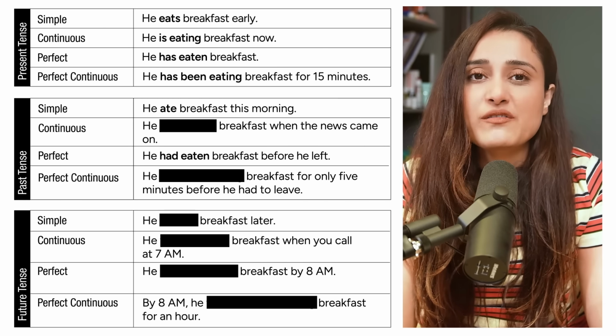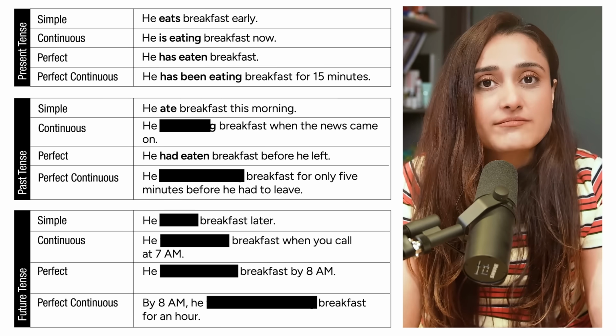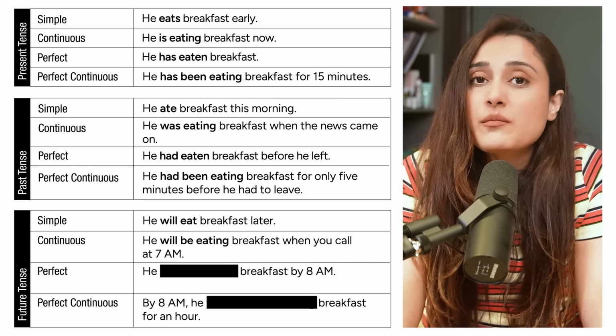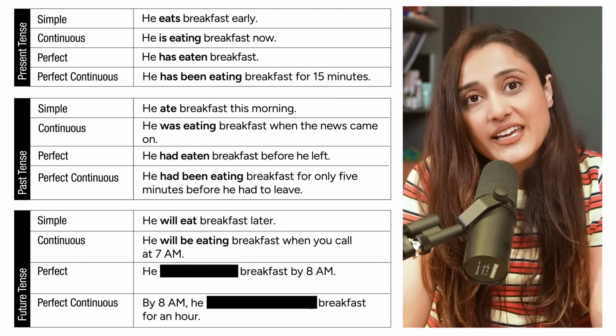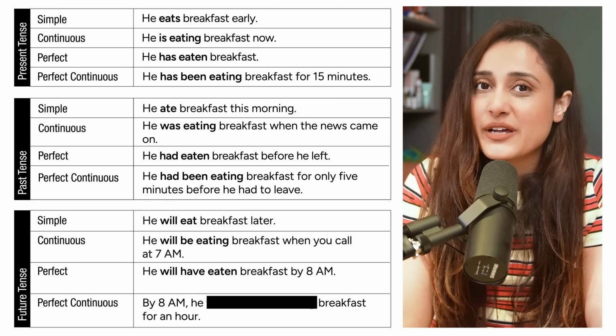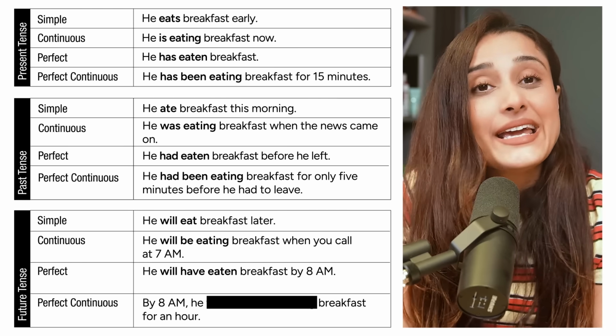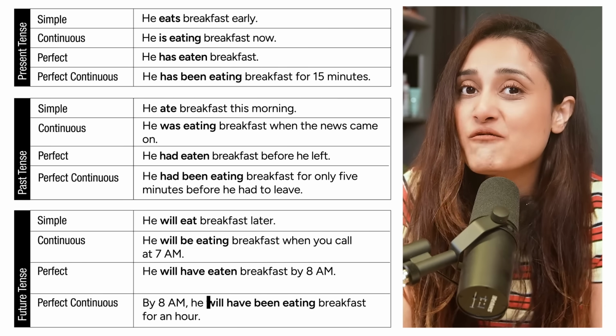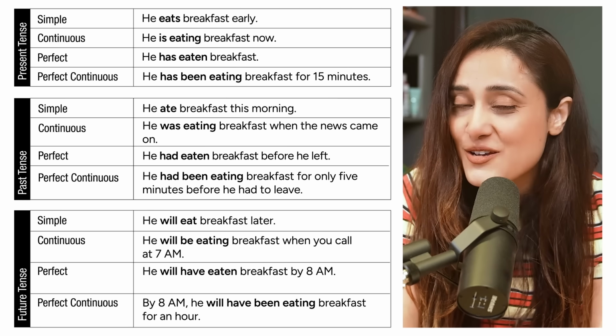He ate breakfast this morning. He was eating breakfast when the news came on. He had been eating breakfast for only 5 minutes before he had to leave. He will eat breakfast later. He will be eating breakfast when you call at 7 a.m. He will have eaten breakfast by 8 a.m. By 8 a.m., he will have been eating breakfast for an hour.